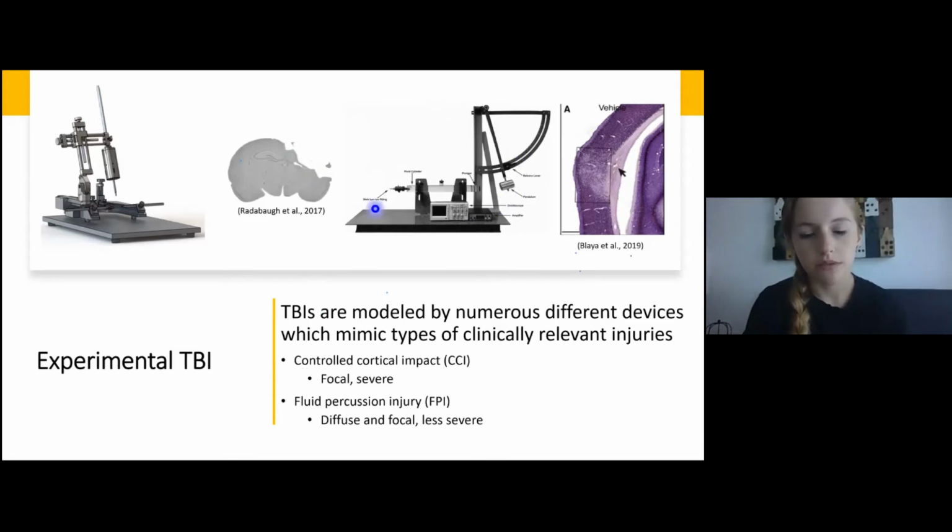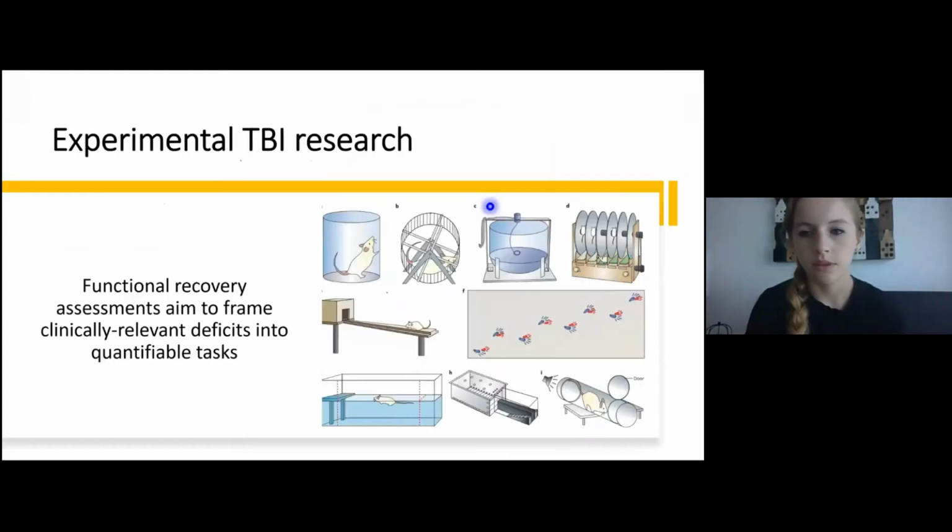The fluid percussion device, on the other hand, also results in a mechanical disruption of exposed dura. However, it does so with a fluid pulse. And this results in a less severe focal, but also a diffuse injury of the brain. Functional recovery following administering these injuries is then measured with a number of different quantifiable assessments that are designed to assess things like motor or learning deficits after injury.